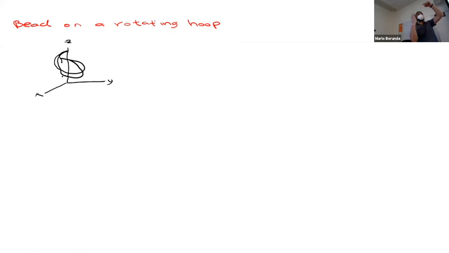This hoop starts rotating. What's going to happen to the bead? Does it stay on the bottom? Does it go up? What do you guys think? What is a bead? A bead is just like a little thing that can glide on the hoop. Like imagine a little piece of rock with a hole and then the wire of the hoop is passing through it. So what's going to happen to the little bead?